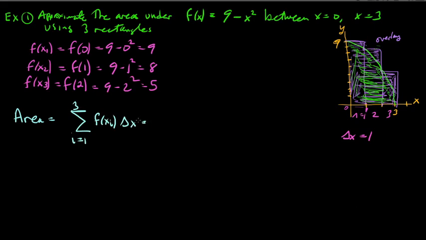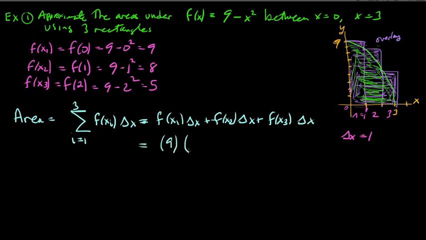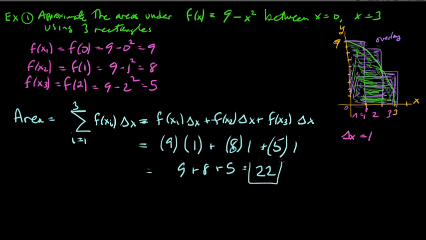But writing them out term by term, there's only 3 of these, right? So it's f of x1 times delta x plus f of x2 times delta x plus f of x3 times delta x, which in this case, f of x1 is just 9, and delta x is 1. f of x2 is 8, and delta x is still 1. And f of x3 is 5, and delta x is still 1. So we just get 9 plus 8 plus 5. So that's 17 plus 5, 22. So that's the approximate area.